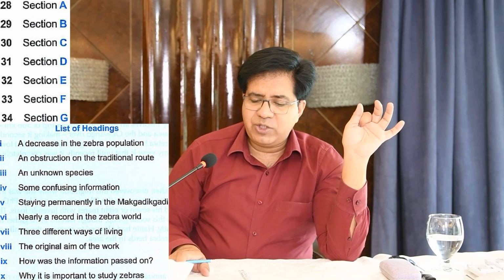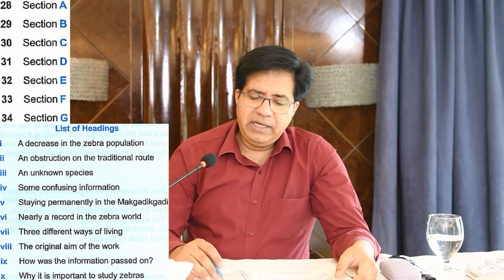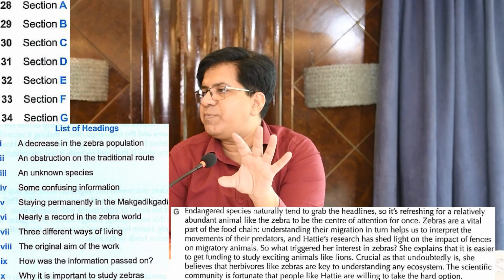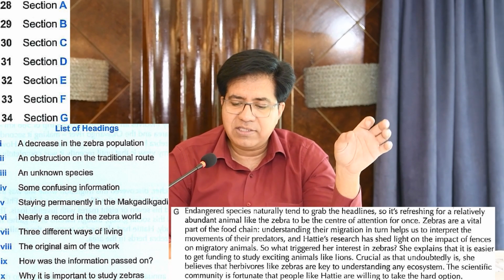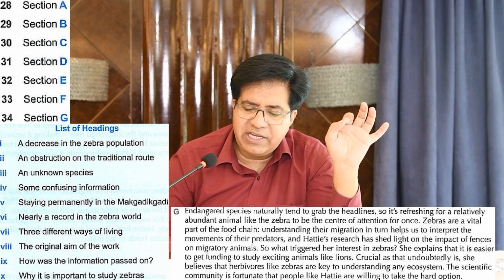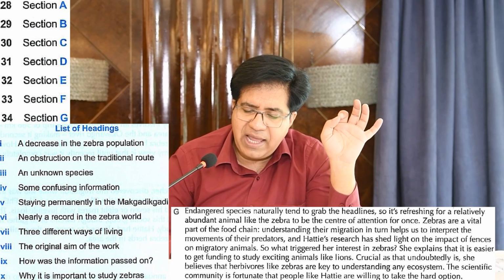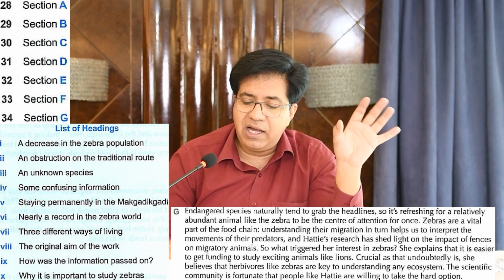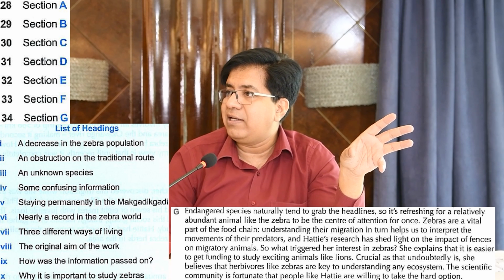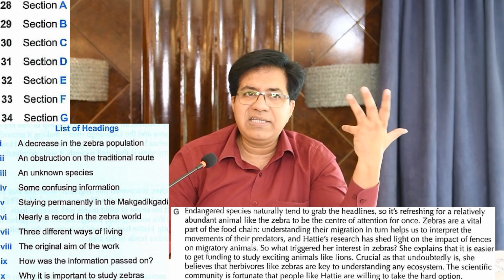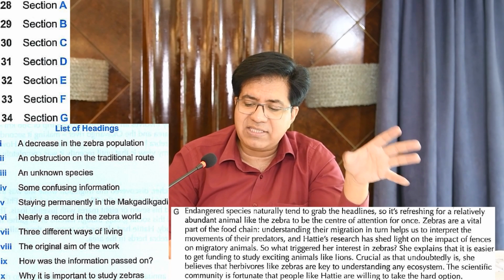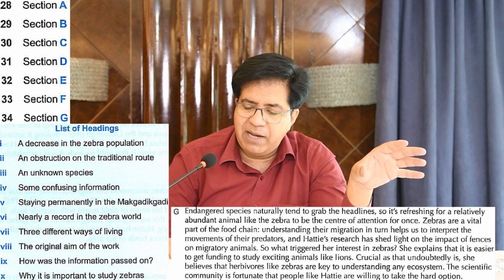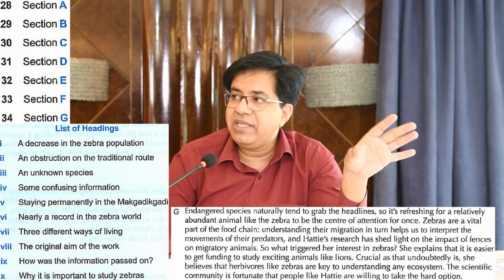Now we are left with G. Endangered species naturally tend to grab the headlines. Endangered species like pandas, they grab the headlines. So it's refreshing for a relatively abundant animal like the zebra to be the center of attention for once. Zebras are a vital part of the food chain. Understanding their migration in turn helps us to interpret the movements of their predators.